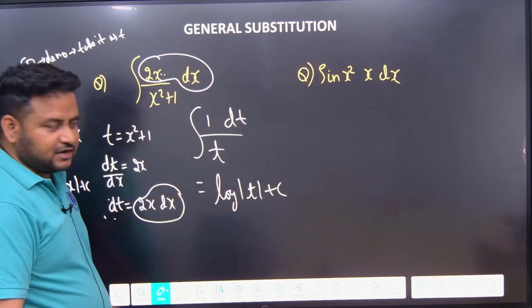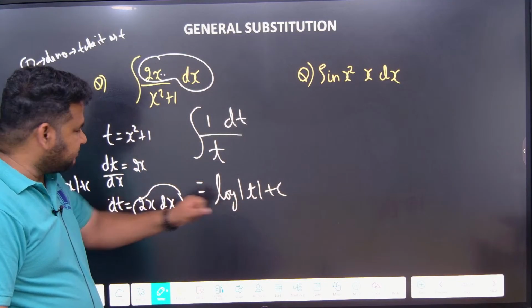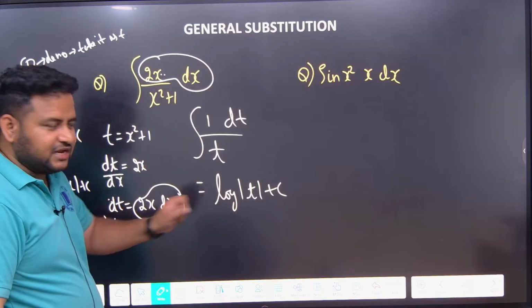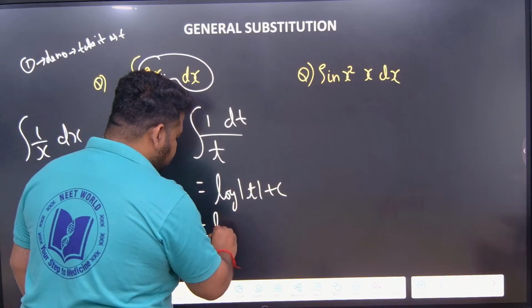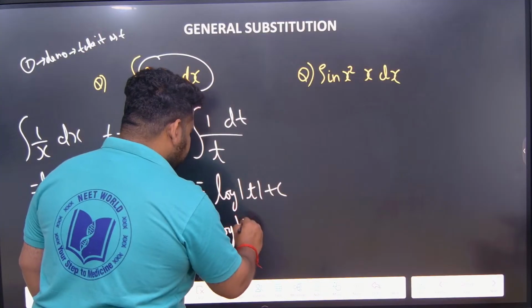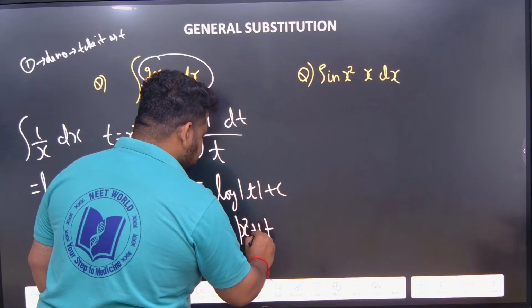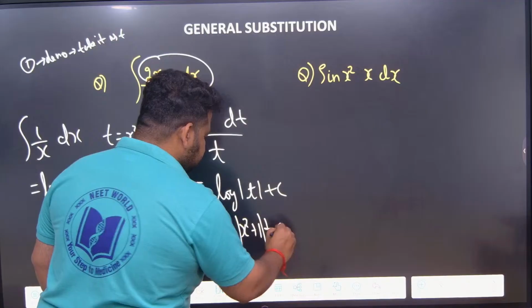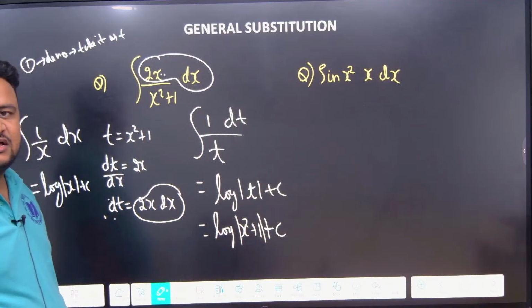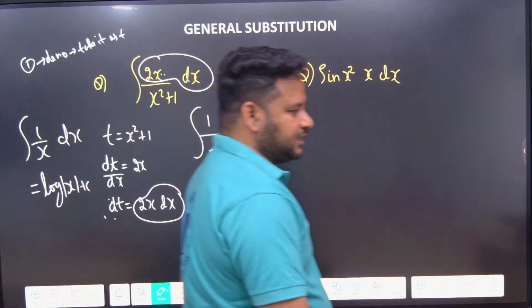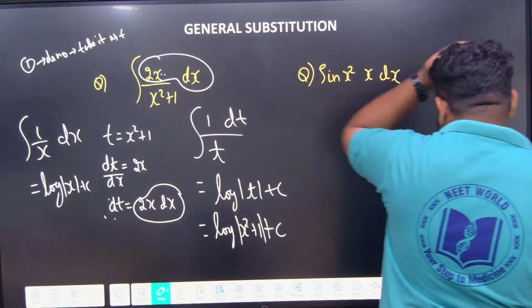But people will stop here, but that is not complete. What is the value of t? t is x square plus 1. Put the value of t, that is log mod x square plus 1 plus c. This is the final answer, friends.